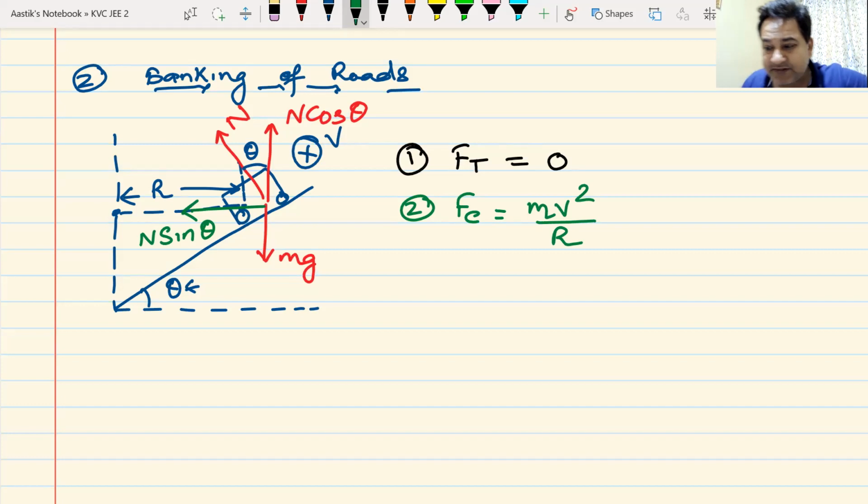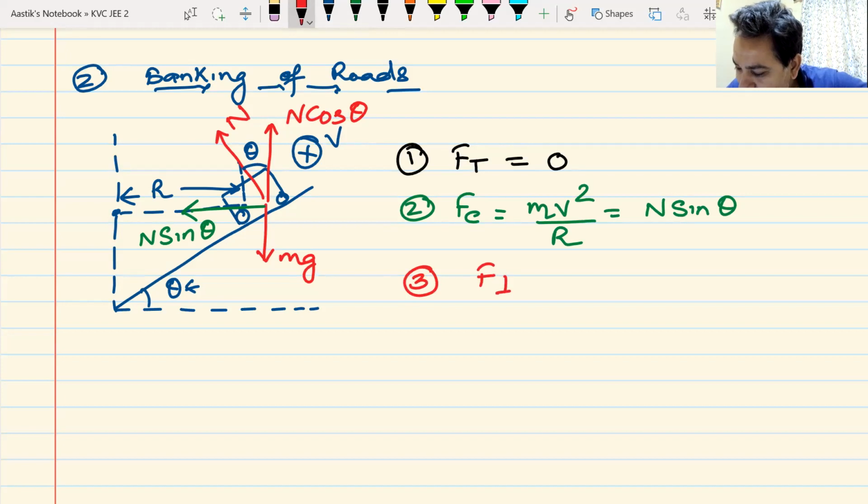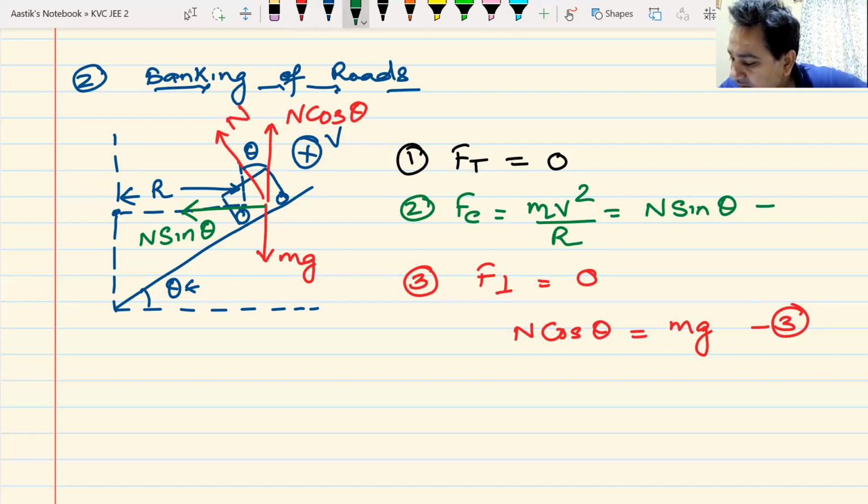Do we all understand this? Yes, sir. That must be equal to, who is going to give the centripetal force? N sin theta. Do we understand this? Then comes the third equation. The F perpendicular has to be 0. Forces must balance out each other. That gives me a very simple N cos theta equals mg. This is the third equation. This is the second equation.